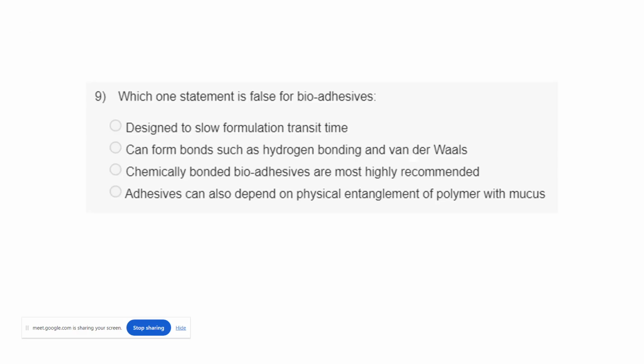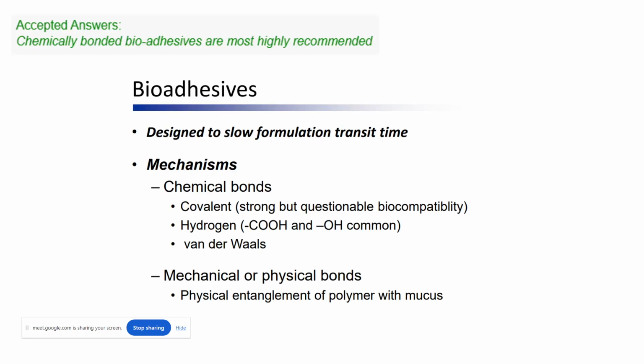This was the next question. Which one statement is false for bioadhesives? Chemically bonded bioadhesives are most highly recommended. This option is false. Other than that, all the options are correct. It is designed to slow formulation transit time, can form bonds such as hydrogen bonding and van der Waals, and can also depend on physical entanglement of polymer with mucus. The chemically bonded bioadhesives are questionable because of their biocompatibility, so they are not highly recommended, but they do exist. So it is one of the false statements for bioadhesives.